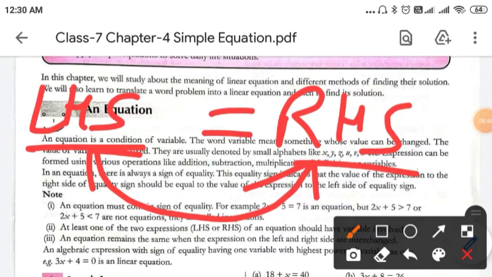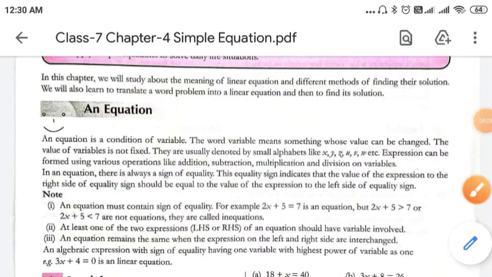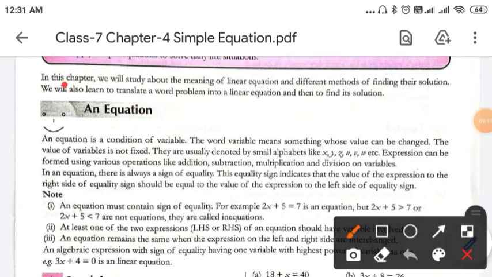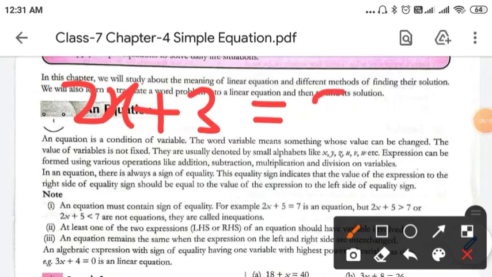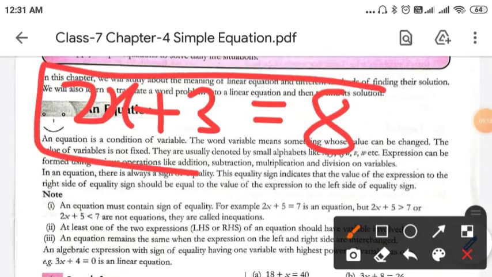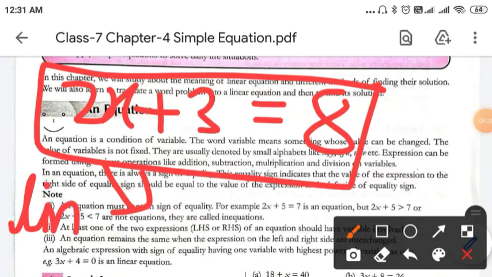So an equation is an expression in which there is an LHS and RHS and they are associated with an equal to sign. They have numerically equal value on both sides, so they are called an equation. So we have an algebraic expression 2x plus 3, and when it is equal to, suppose, 8, then only we can say that it is an equation. So now it is a linear equation, it is not an expression.